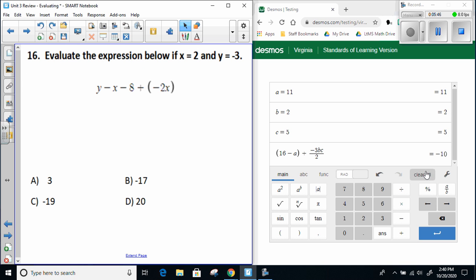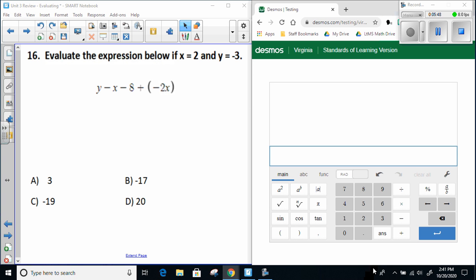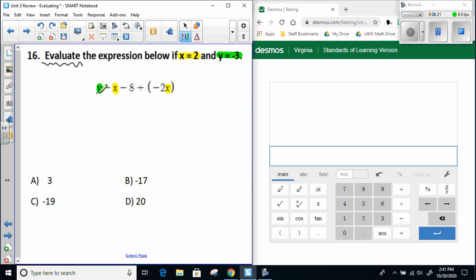All right, we've got one more question about evaluating. So remember, evaluate means we're going to take the letters from the problem and replace them with the numbers that they gave us. And then we're going to simplify to get our answer into just one number. So the first value they give us is that the value of x is 2. So in the question, everywhere I see an x, I'm going to have to replace that with the number 2. The second replacement value they give me is that y equals -3. So now I know that everywhere in the problem I see a y, I need to replace that with a -3.